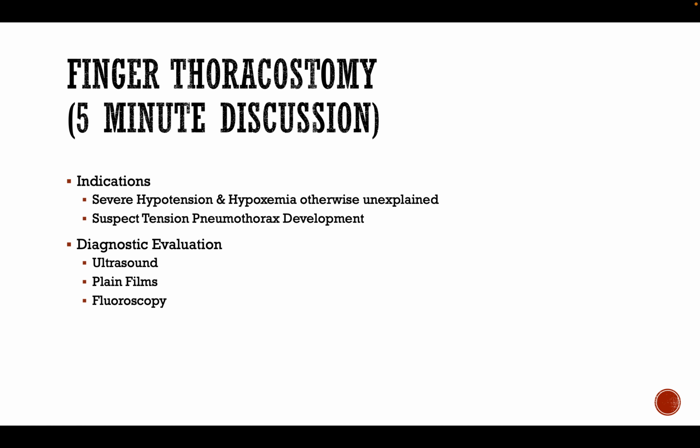What I want to talk about today is finger thoracostomy. It's a 5-minute discussion on the indications. It should be performed after you have tried a needle decompression in which you have severe hypotension and hypoxia that's otherwise not explained. If you're thinking about decompressing the chest in this manner, ruling out mainstem intubation and mucus plugging, if you are intubated, would be prudent. The diagnostic evaluation can be done with plain film and also ultrasound guidance. With ultrasound, lack of lung sliding and identification of a lung point can rule in or rule out a pneumothorax.